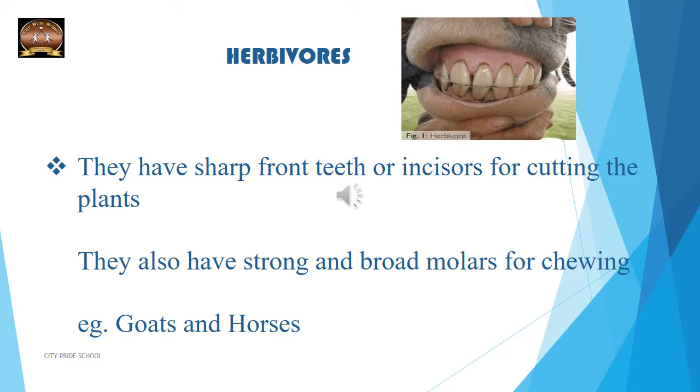So when we are speaking about herbivores, the structural changes that are seen are that they have very sharp teeth or incisors. As you can see in this slide, the front teeth, that is the incisors, are very sharp for cutting the plant. Now after cutting the plant, they have to chew it. So for chewing, they also have strong and broad molars. The examples given here are goat and horse, but there are many more examples like sheep, camel, buffalo, cow, etc.